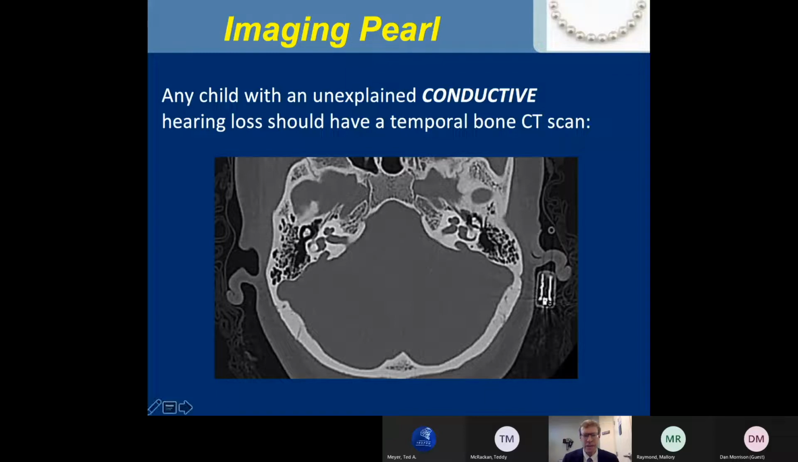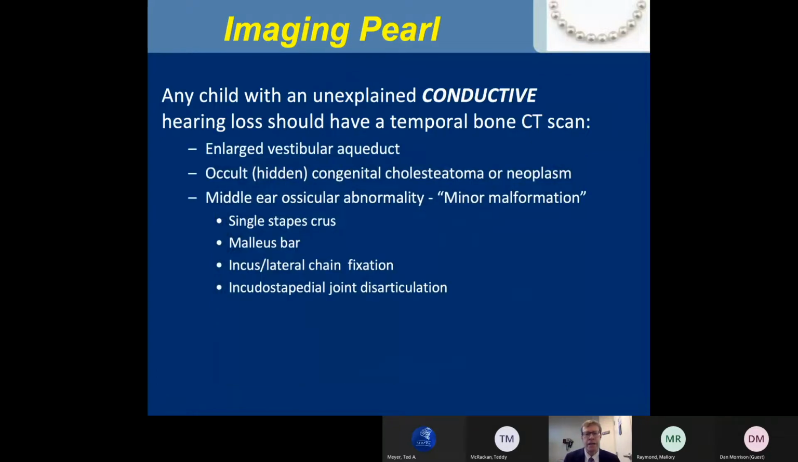And so if we were all together, I would ask you what this anomaly is, and you would correctly answer bilateral enlarged vestibular aqueducts, which can give you a conductive or a mixed type hearing loss. Other things include occult congenital cholesteatoma that we can't see on our exam, but we can see on the CT scan, or even a neoplastic lesion that has mass effect on the ossicles, like facial nerve schwannoma, Jacobson's nerve schwannoma, or other middle ear neoplasm.